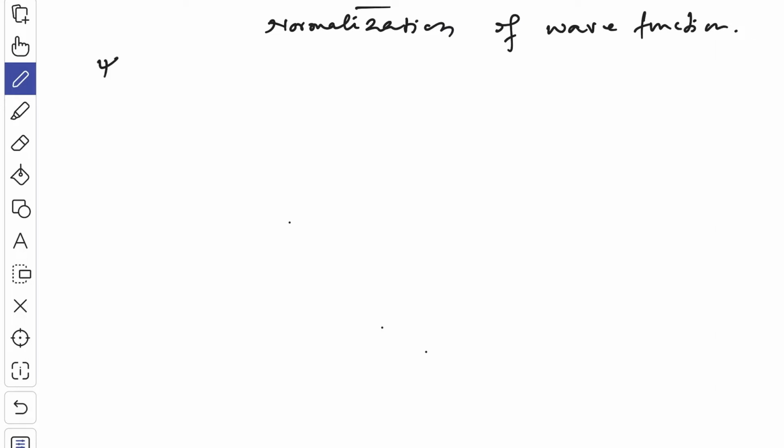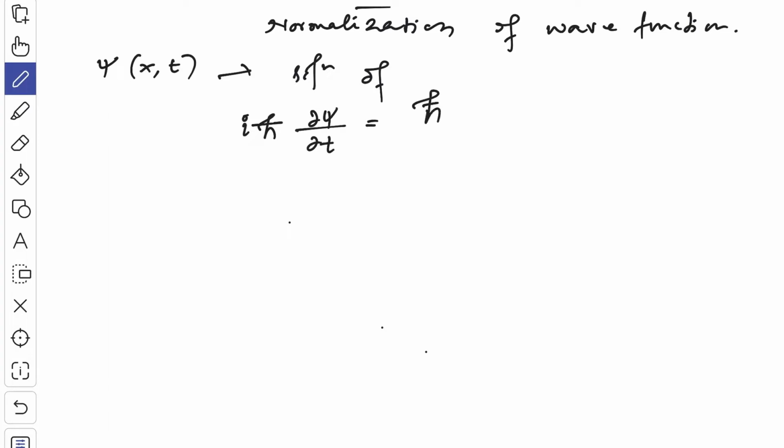Suppose we have a wave function which is a function of position and time. It must be a solution of the Schrodinger equation, that is i h bar del psi by del t is equal to minus h bar square by twice m del 2 psi by del x2 plus V into psi. So it must be a solution of this equation.